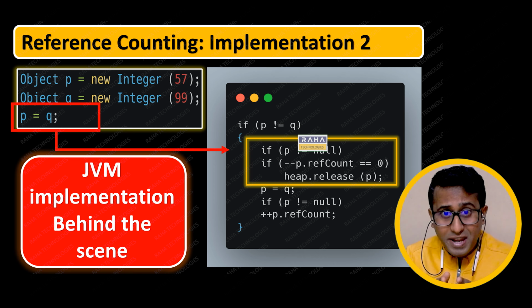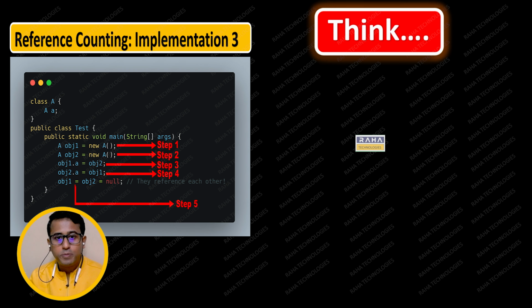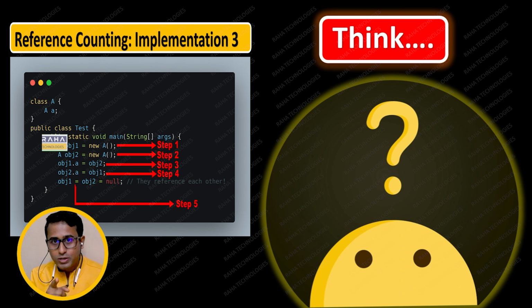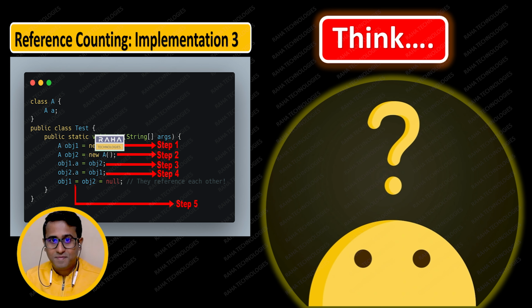Sounds efficient, right? But here is the catch. What happens when two objects reference each other? You are Java programmers, and this situation might shock you. What will happen? Just think. Exactly in this same example, what I want to say.